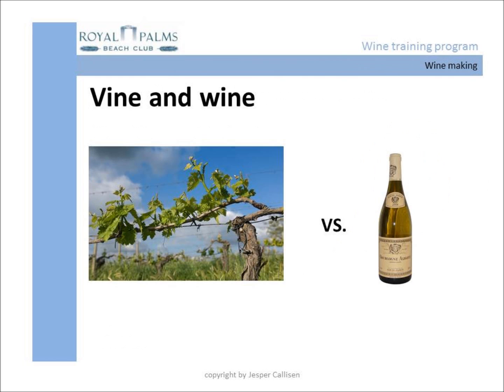Vine versus wine. The vine is the plant which grows grapes, whereas wine is what is in a bottle. There are a bunch of vine varieties used depending on which grapes we want to produce. Some are good for eating, others are good for winemaking, thus ending up in a bottle as the one we see here.